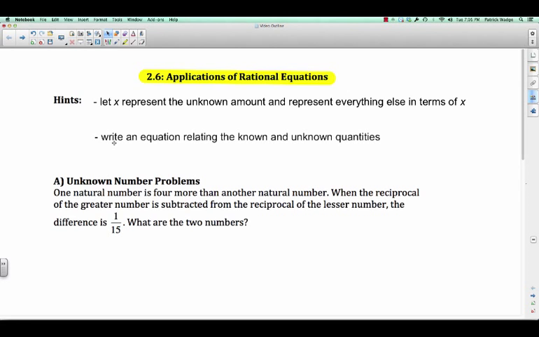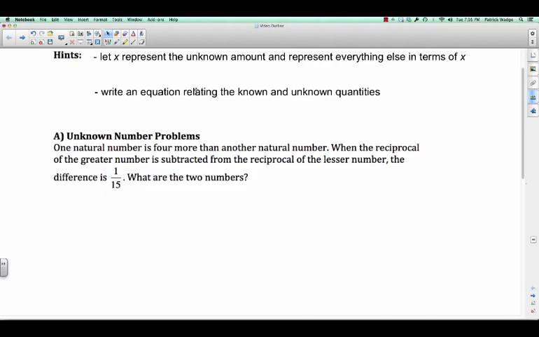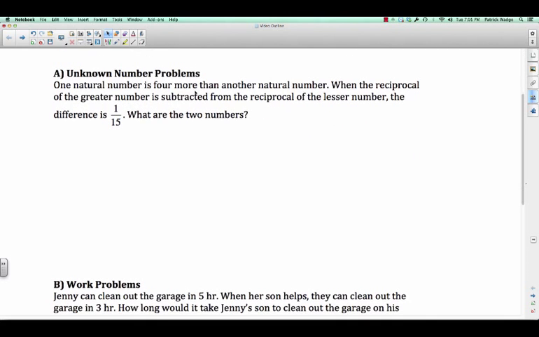And the second one, write an equation relating the known and the unknown quantities. So there's some stuff you know, there's some stuff you don't know, and you're going to write an equation that relates the two. Okay, we've got three sort of problems that you need to know. The first one, it's not too bad. The other two are difficult. Okay, I'm just going to be honest about it. They're hard. So let's start with the first one here.